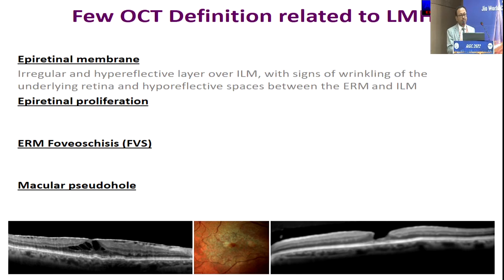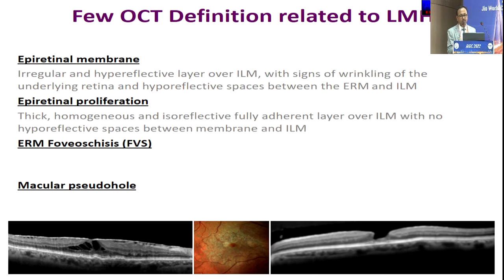So epiretinal membrane, as we all know, is an irregular and hyperreflective layer over the ILM with signs of wrinkling of the underlying retina and hyperreflective spaces between the ERM and the ILM, whereas the epiretinal proliferation is a thick, homogeneous and isoreflective, fully adherent layer over the ILM with no hyperreflective spaces between the membrane and the ILM.